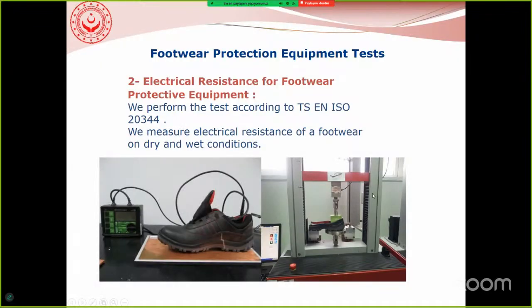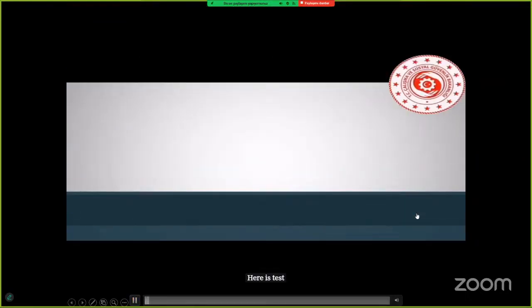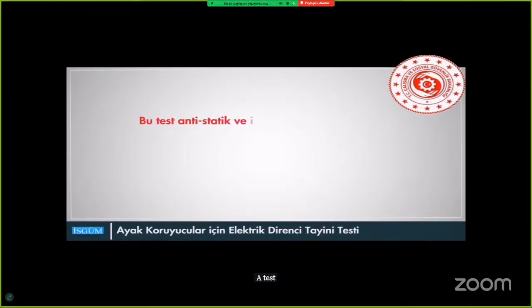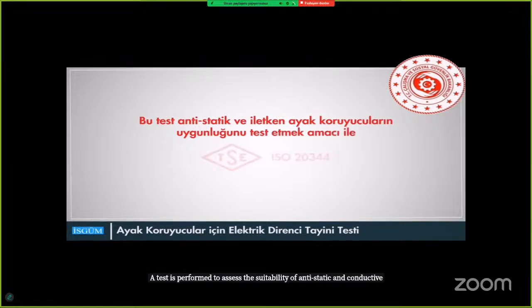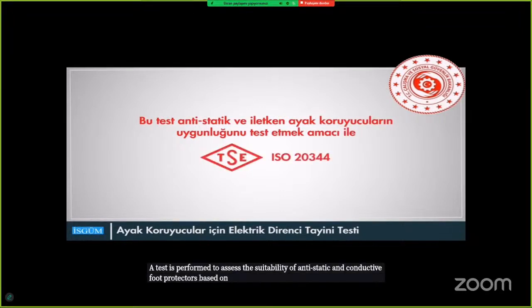The second foot protection equipment test is electrical resistance for footwear protective equipment. We perform the test according to TSN 20345. We measure electrical resistance of a footwear in dry and wet conditions. Here is the test video. A test is performed to assess the suitability of anti-static and conductive foot protectors based on TSN ISO 2344 standards.